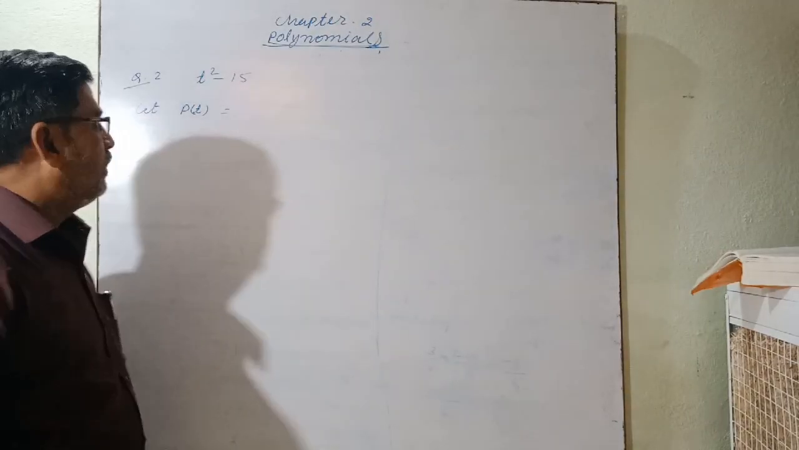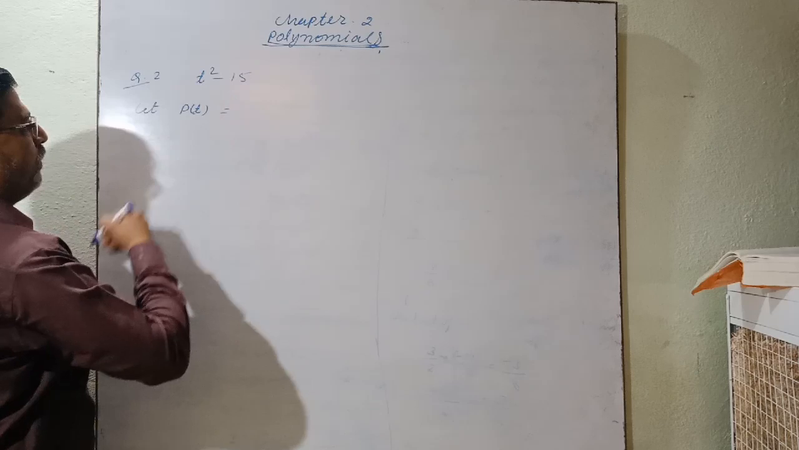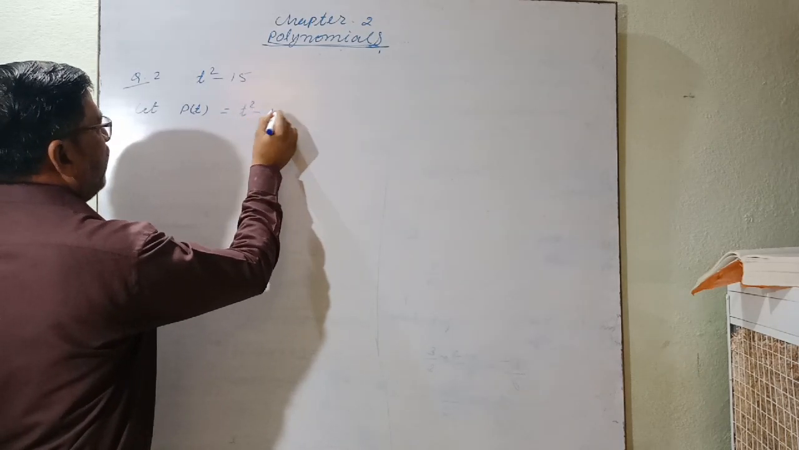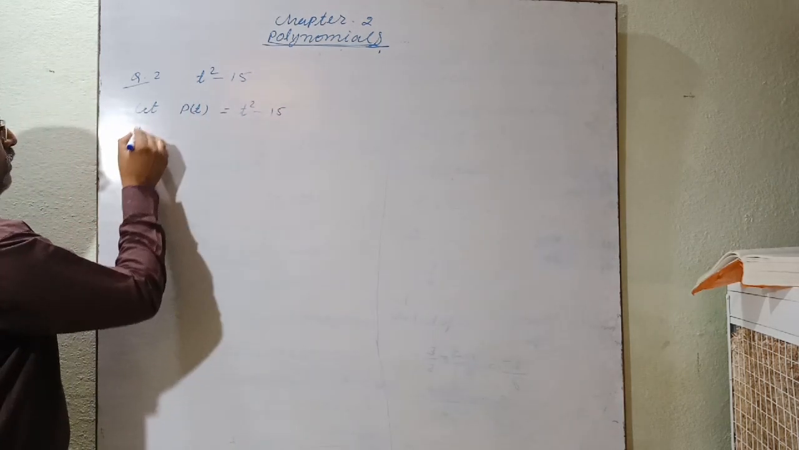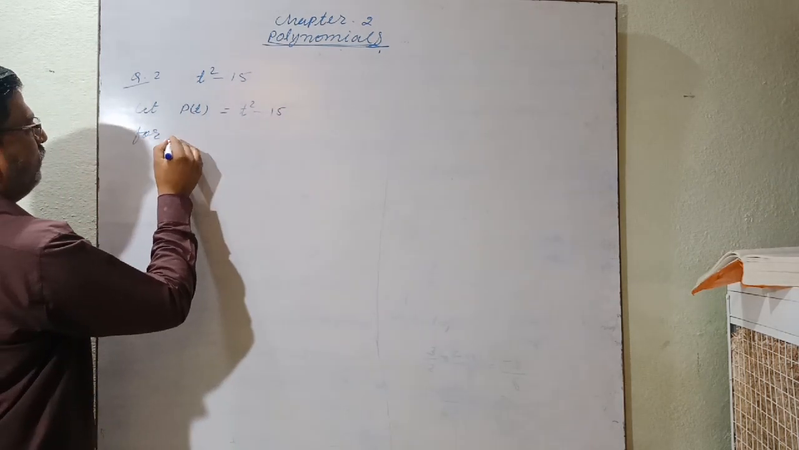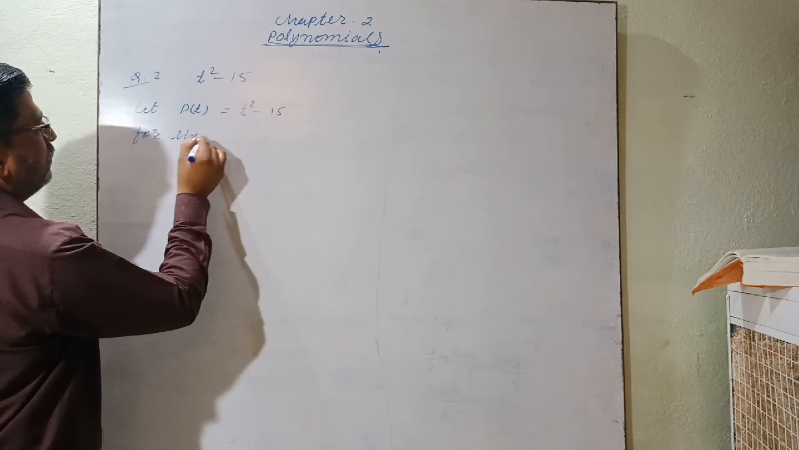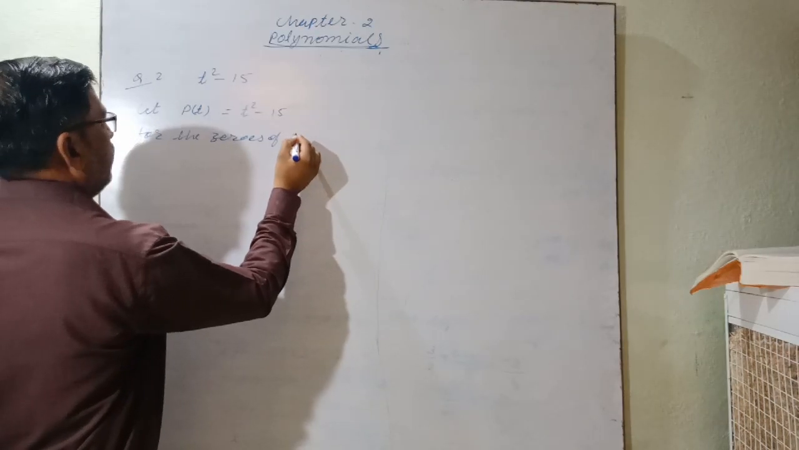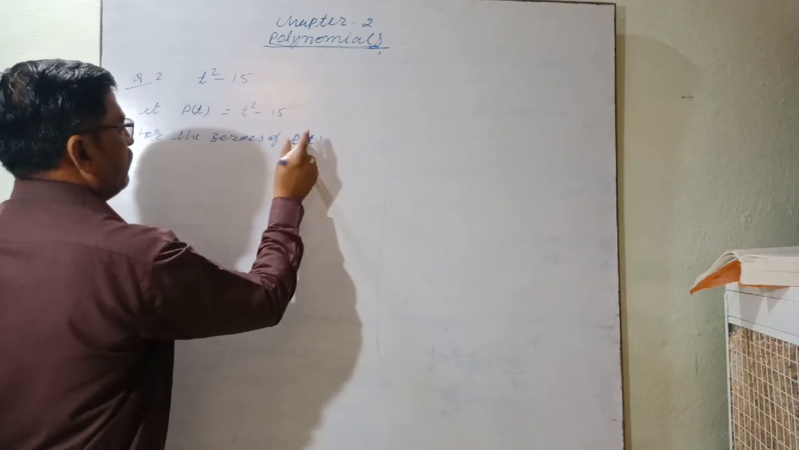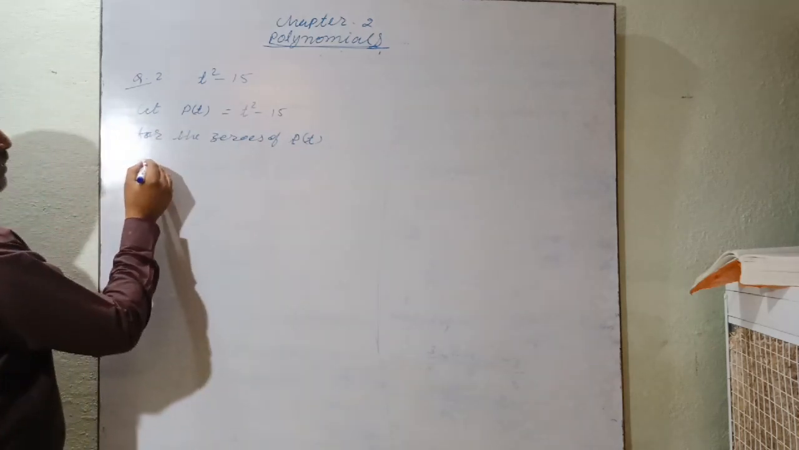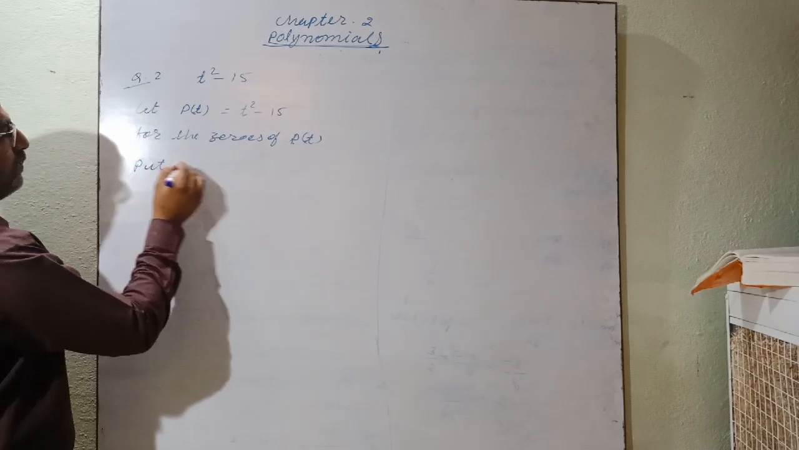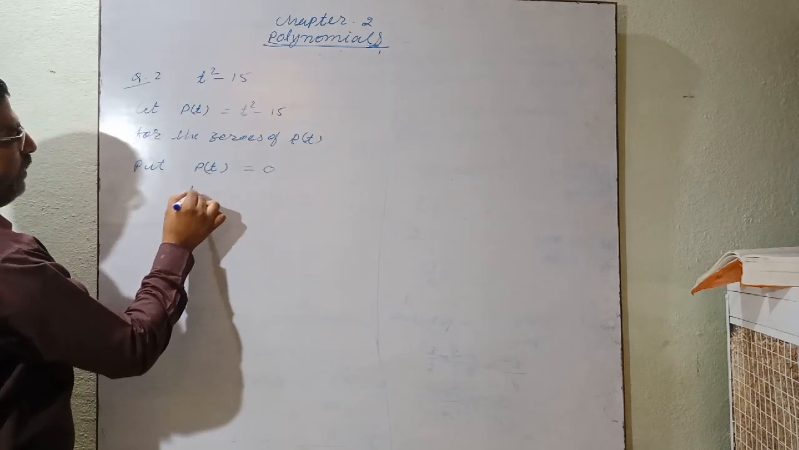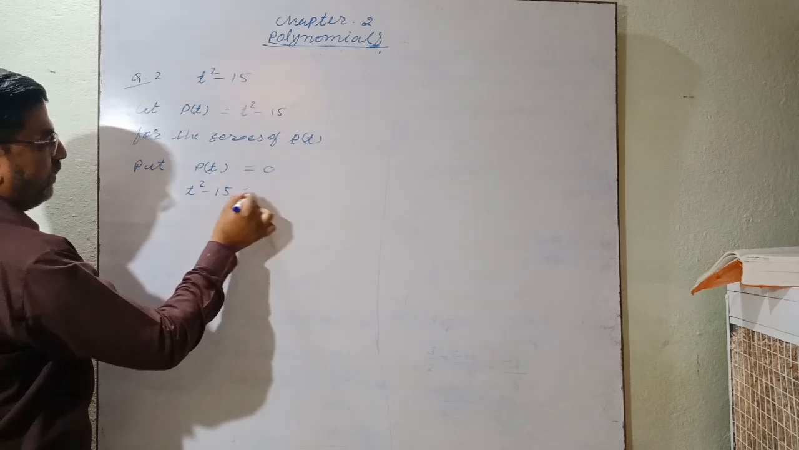Now we can take another example. t square minus 15. p(t) is equal to t square minus 15. For the zeros of p(t), put p(t) is equal to 0. So p(t) is t square minus 15 equal to 0.